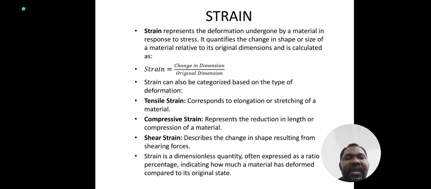Now, finally, strain is a dimensionless quantity. When you say change in dimension over the original dimension, the unit is dimensionless. It is often expressed as a ratio or percentage, indicating how much a material has deformed compared to its original state. So the summary for strain is that strain simply tells us how much a material has deformed compared to how it was before, the original position.